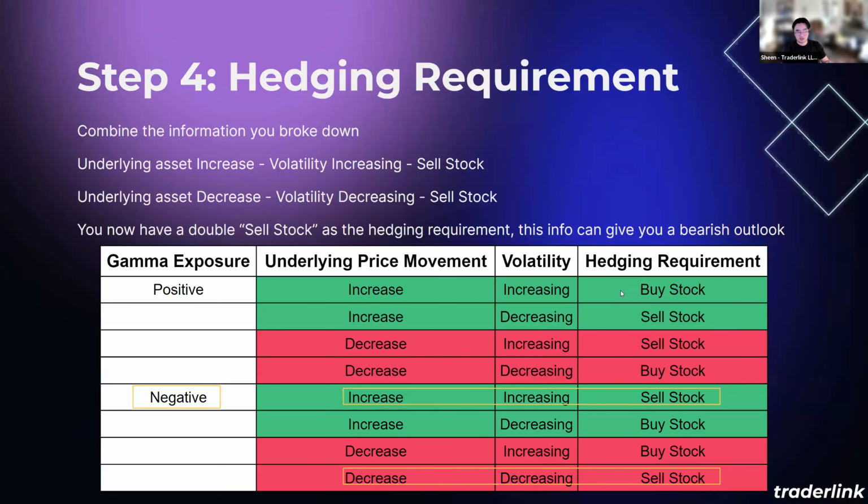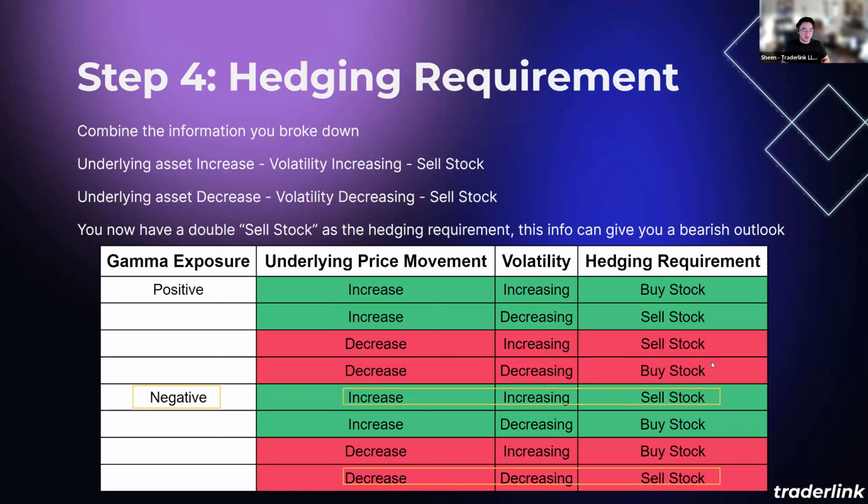Now let's combine it, the hedging requirement. As we broke down, combine the information, and on the cheat sheet, once again, I'm just going to go over step one, step two, step three. We identified the environment, which is negative for gamma exposure. We identified both situations where the underlying asset is increasing, the volatility at the AOI increases, right? Then you follow the columns. Guess what? The next one is the hedging requirement is sell stock. Next step, underlying asset decreases, volatility at the AOI decreases as I showed you, and you get to the next bias of sell stock, right?